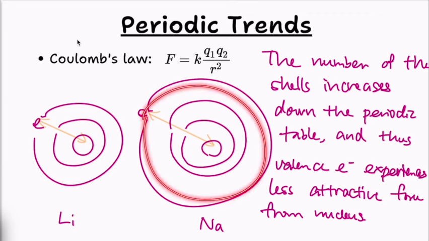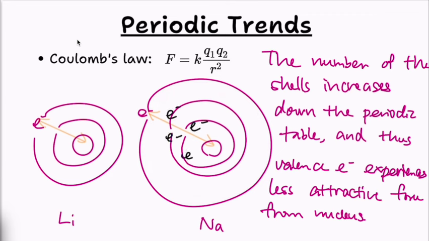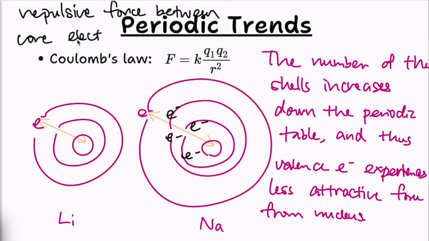Electrons on the outermost shell are called valence electrons, and all the other electrons inside are called core electrons. The more shells you have, the more core electrons you have, and then the repulsive force between core electrons increases, and this compensates for the attractive force between the valence electron and the nucleus. So it kind of diminishes that attractive force. We call this increasing repulsive force between core electrons electron shielding.